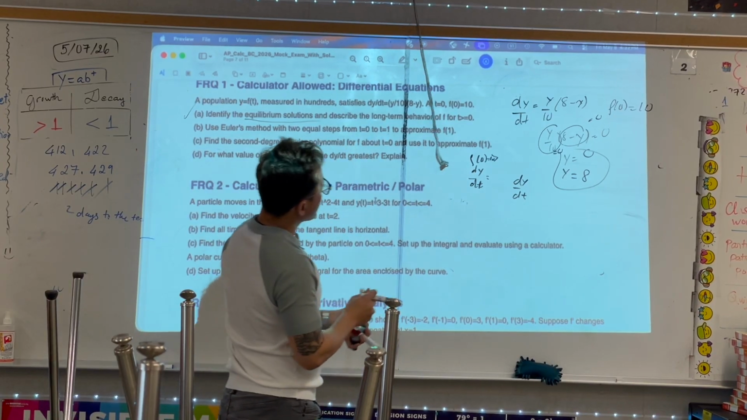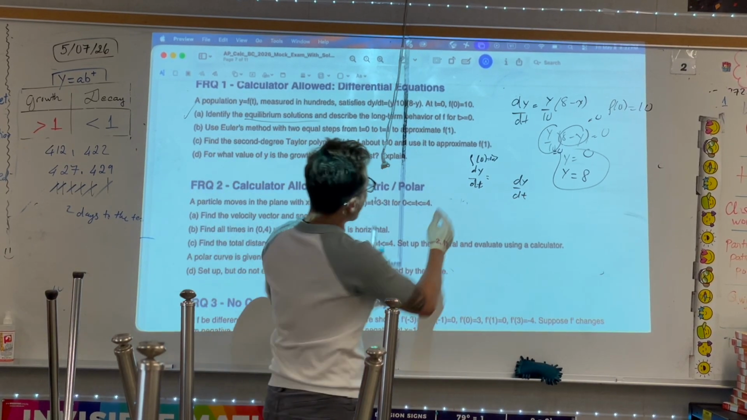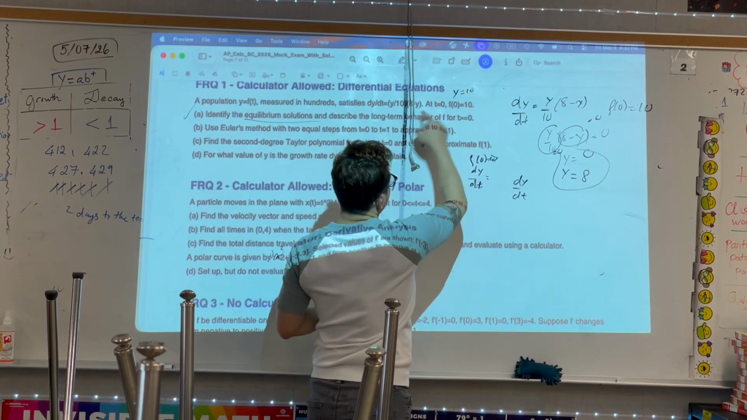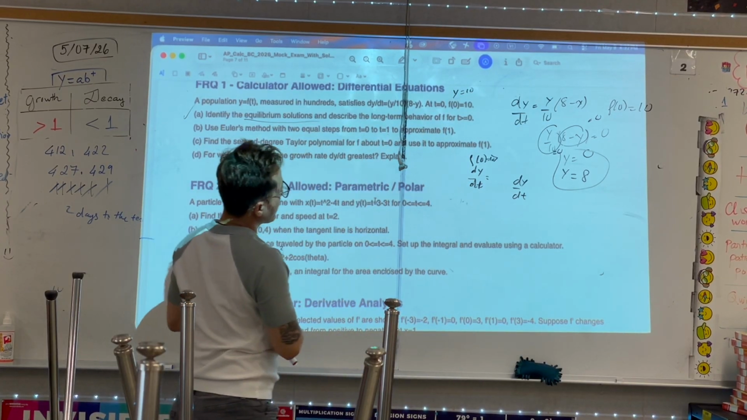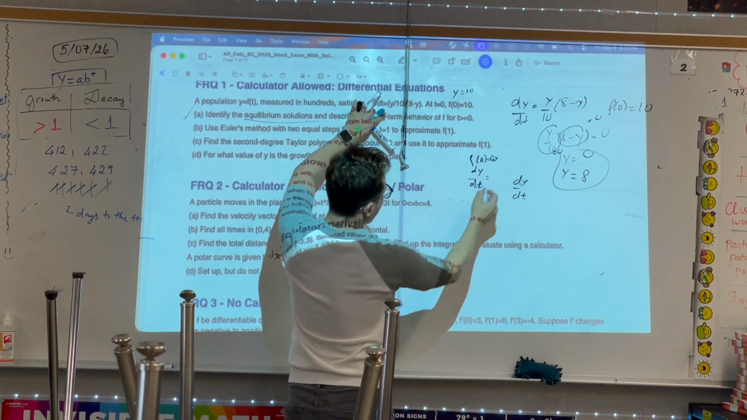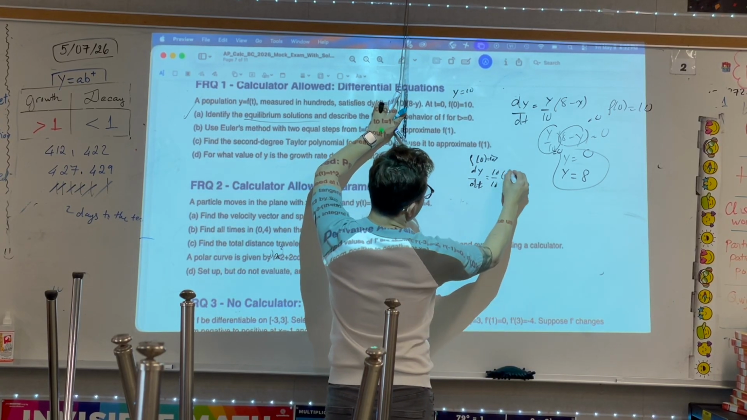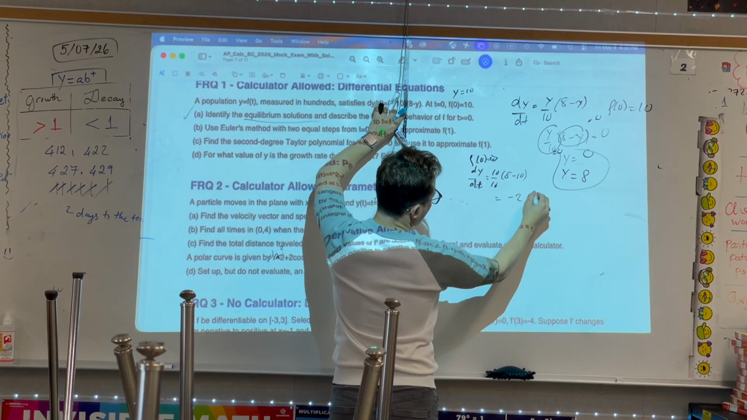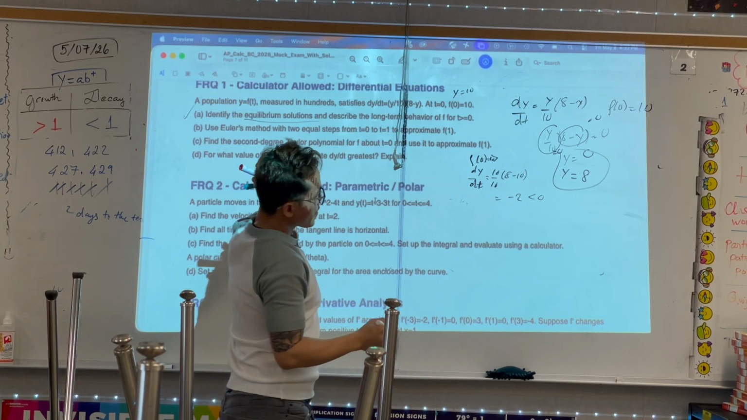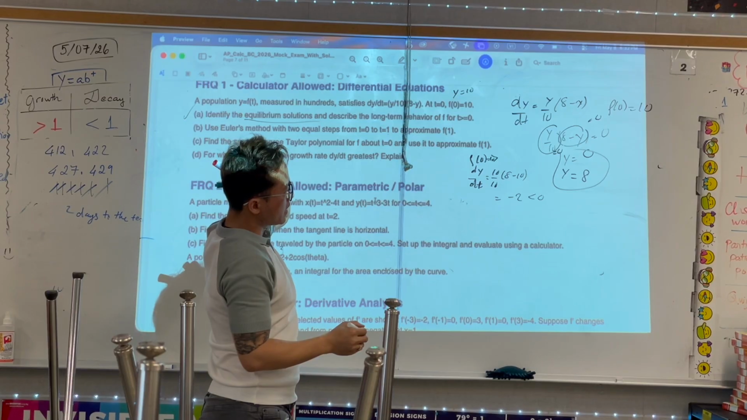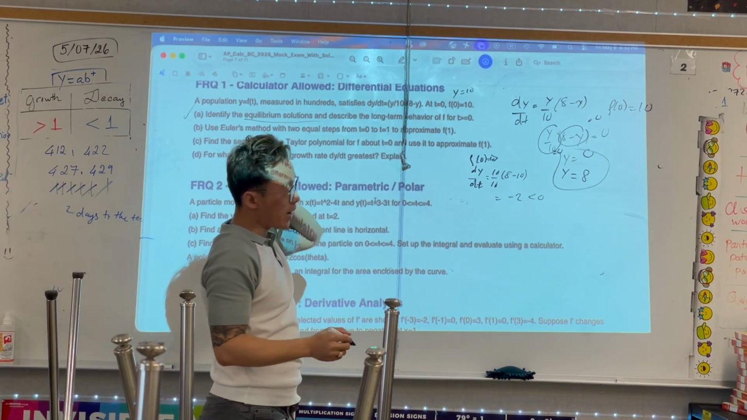When you plug in 10, if y equals 10, you're going to have a negative, right? Because y is 10, so 10 over 10 times 8 minus 10. So that's negative 2. That's negative. So that means the function is decreasing. Right, it's decreasing.